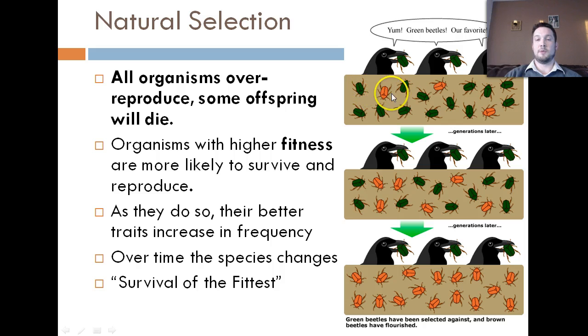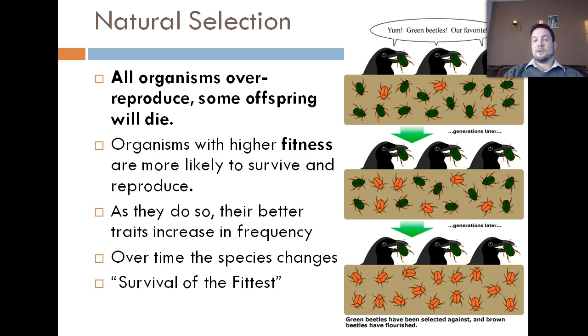Okay, and what this causes is over time a species changes, and you have an example right here. We have orange bugs and green bugs, and then we have a bunch of birds that are eating them. The birds say, yum, green beetles, our favorite. It's not really their favorite. The birds are probably just catching whatever they can, and as you can see, the birds have green beetles in their mouths. So maybe this is, I don't know, an orange sandy background.